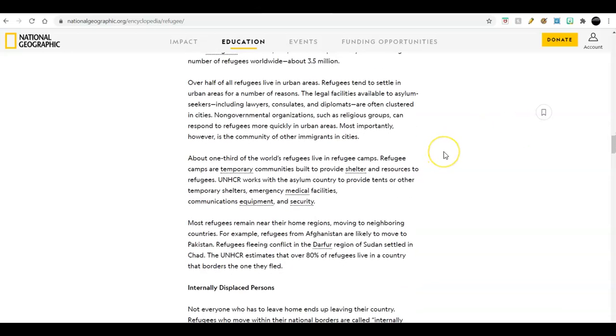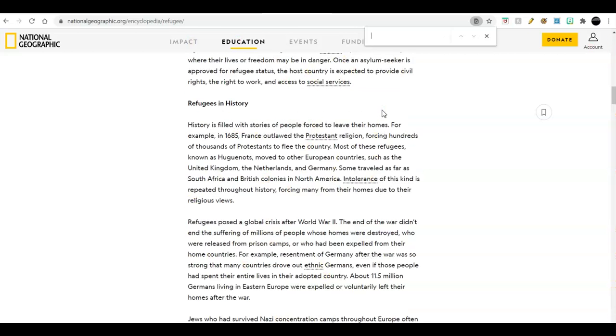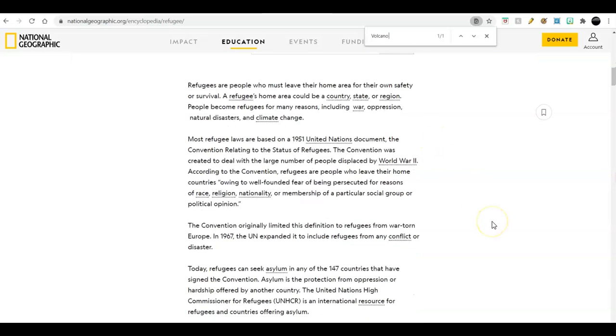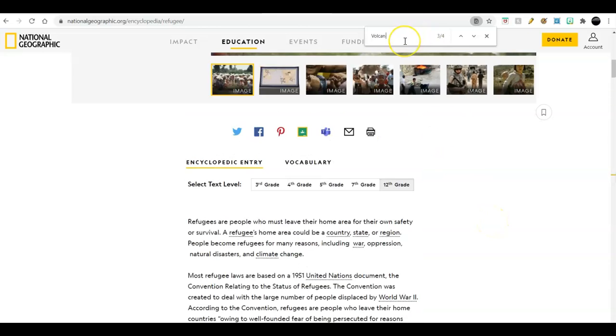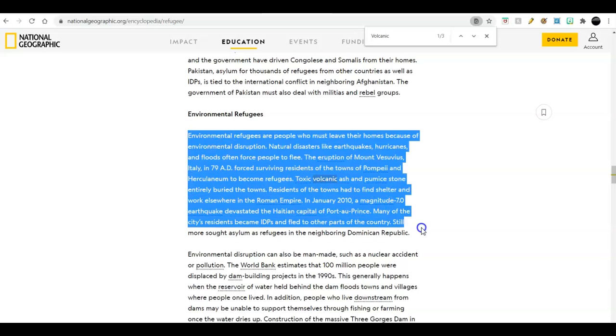So what I did was I just pressed Control F. It popped up a little search bar, or it should. And then I just typed in volcano. Not volcano. Volcano. And well, it worked last time. Volcanic, maybe. All right, and then I got the exact paragraph that was useful.